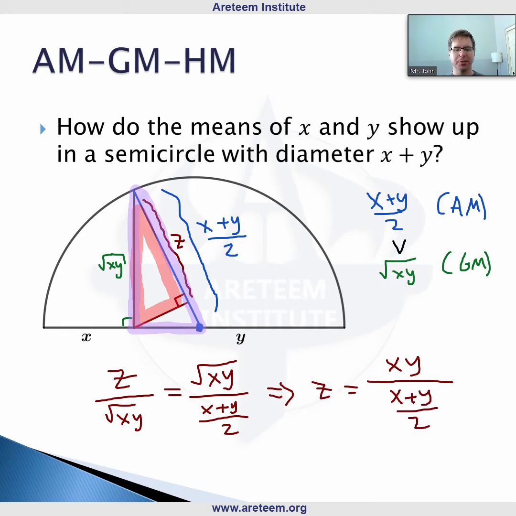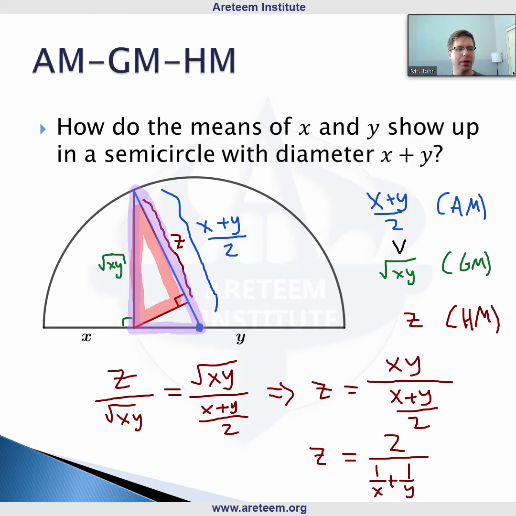Now a little rearrangement gives us that this 2 comes on top, and then we can divide by xy in this case. So if you do a little manipulation of this, we get 2 over 1 over x plus 1 over y. And lo and behold, that is our harmonic mean in this case. So, since we have z written like this, let me just write here, it is greater than z, which is the harmonic mean in this case.